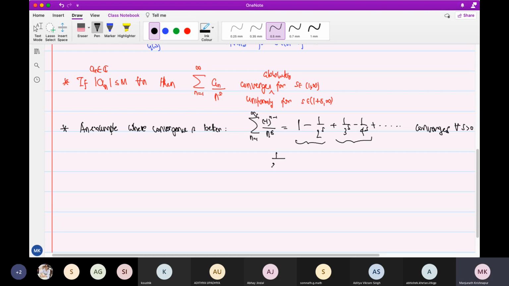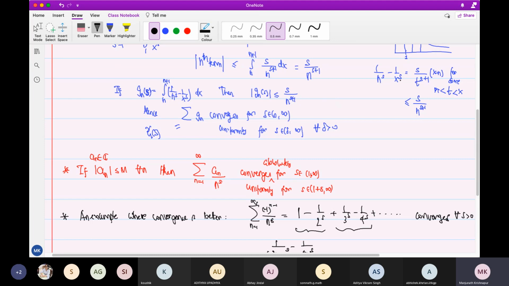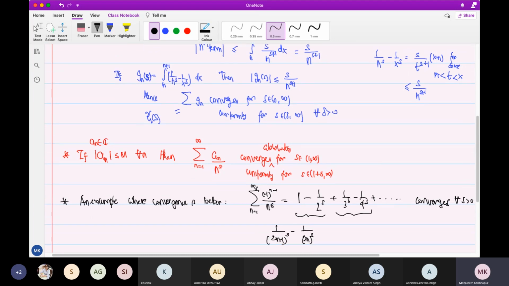So if you look at 1 by (2n minus 1) to the power s minus 1 by (2n) to the power s. Exactly like here, 1 by n to the s minus 1 by x to the s, I got like this. So you can write this as of the form s by t to the s plus 1 into the difference. The difference in this case is 2n minus (2n minus 1), that is 1. So this is actually in fact less than or equal to s by (2n minus 1) to the power s plus 1.